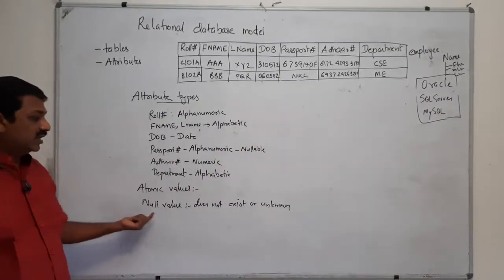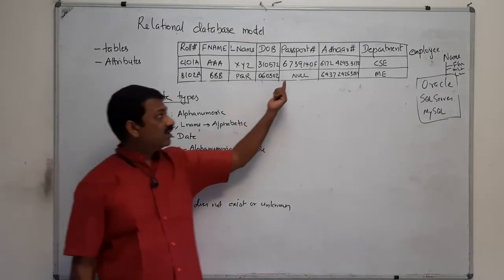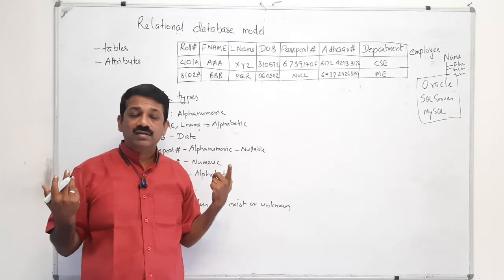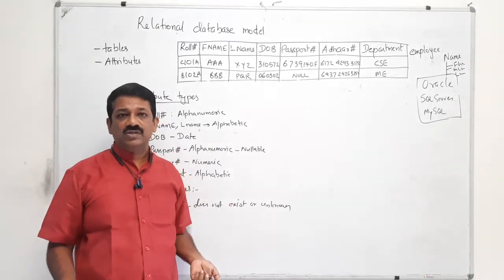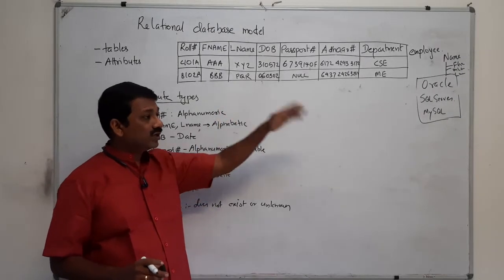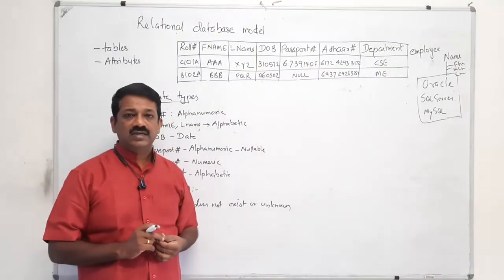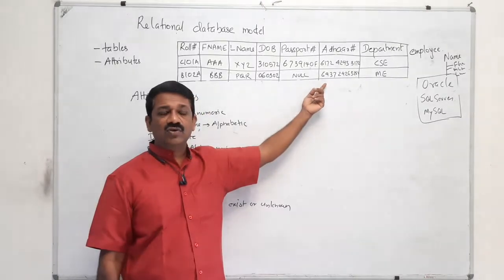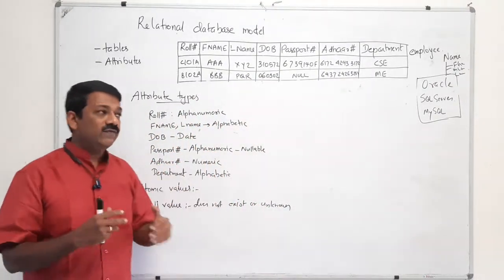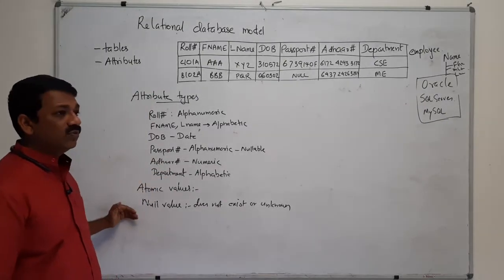Then, as I told you, what is null value? Either it does not exist or it is unknown. That means here passport number is nullable in the sense some employees may not be having any passport. If he is not having any passport, we can't have a restriction like you have to take a passport, otherwise we cannot enter your details into our database. You can't say that. It is mandatory to have Aadhaar number, so that is not nullable, and all the details should be available if you have to enter your data into the database. So that's all about attribute types.